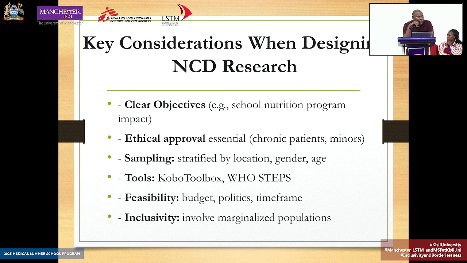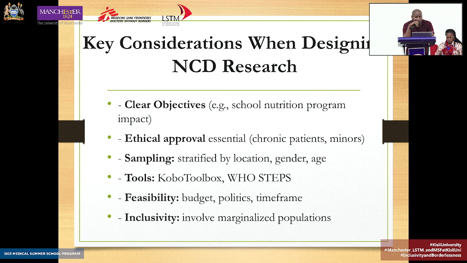Then you also need to understand the tools that you can use, like now the combo toolbox, whereby you are able to get data in a digital way, and it's stored in a server that can be accessed even later and analyzed, reanalyzed, and all that. The World Health Organization STEPS, you need to know all that.